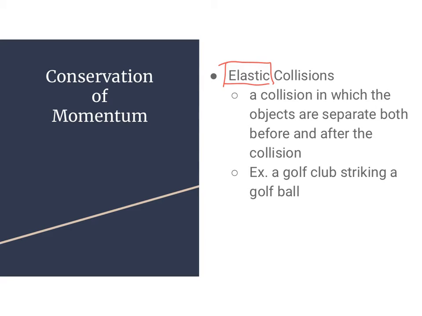Some good examples of this would be a golf club hitting a golf ball. Pool balls, if you've ever played pool. When you hit the cue ball and it hits all of the other balls and they go scattering in all directions, that's a great example of elastic collisions. And actually, at a smaller level, gas molecules flying around and interacting with each other represent elastic collisions as well.